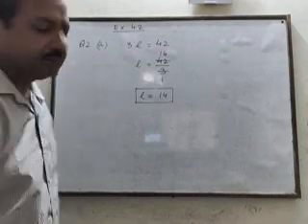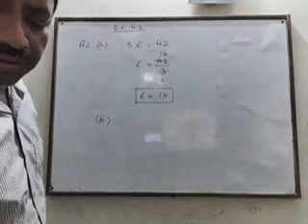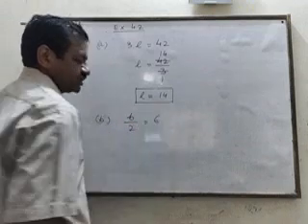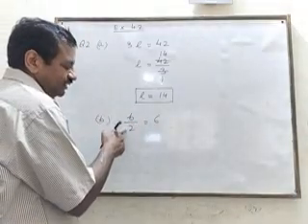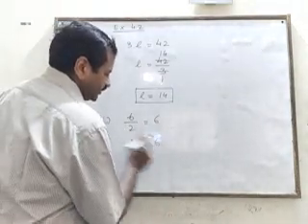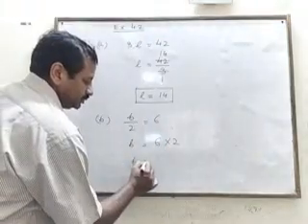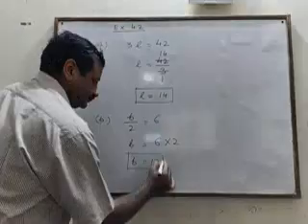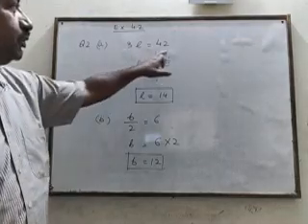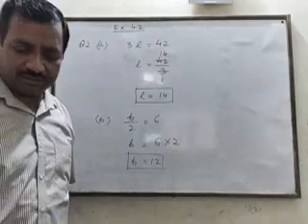In the B part: B upon 2 equal to 6. On this side you can see that 2 is dividing. So B is equal to 6, and the 2 will be shifted to that side and multiply over there. So B equal to 12. If the number is multiplying, it will go there in the division. If the number is in the division, it will go on the right hand side in the multiplication.